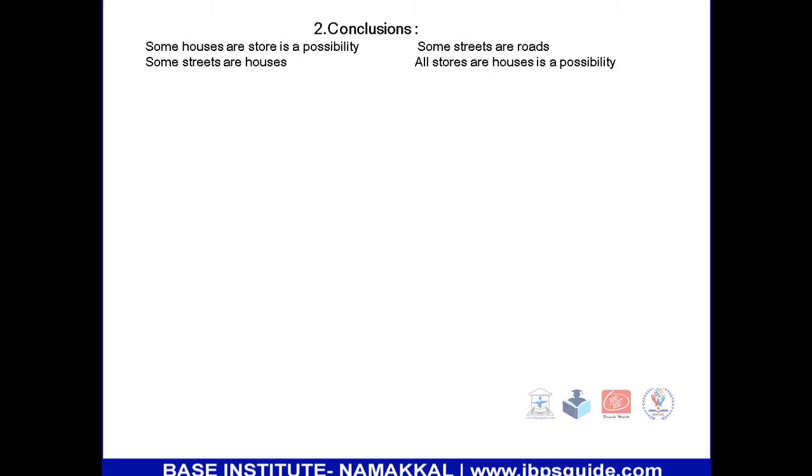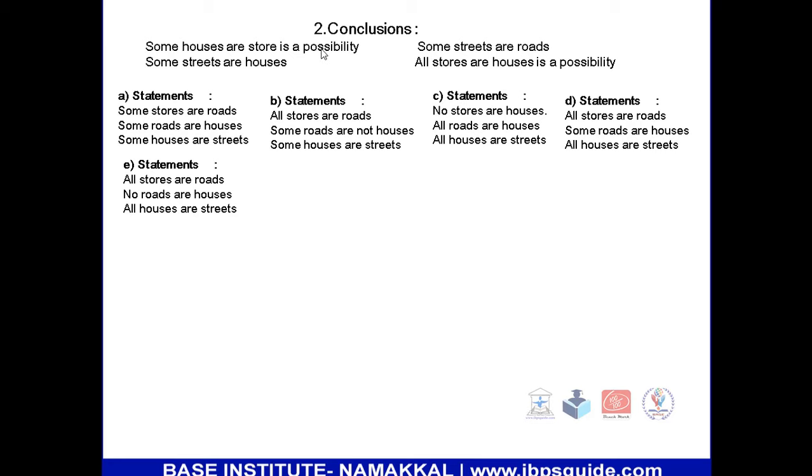Here the conclusion sentences are: some houses or store is a possibility, some streets are roads, some streets are houses, all stores or houses is a possibility. We can see the word possibility is used in the sentences. Friends, if words like possibility, may, can are used in the conclusion statement, we have to directly move on to the second step, that is, read the sentences in between the lines. Because we cannot accurately predict the solution by comparing positive or negative sentences when a possibility statement occurs, we can go for the second step immediately.